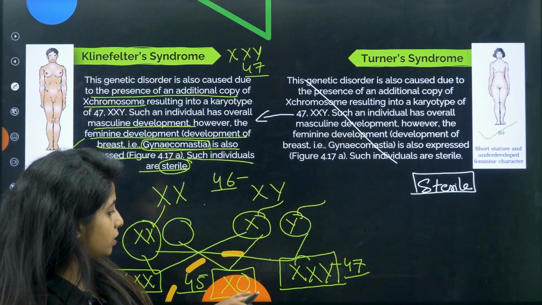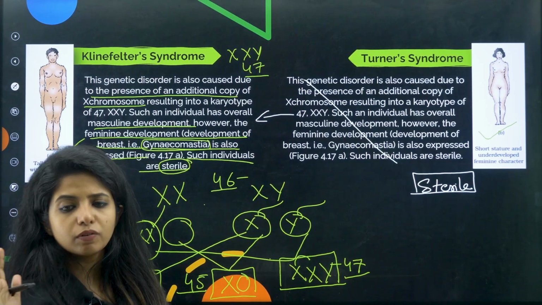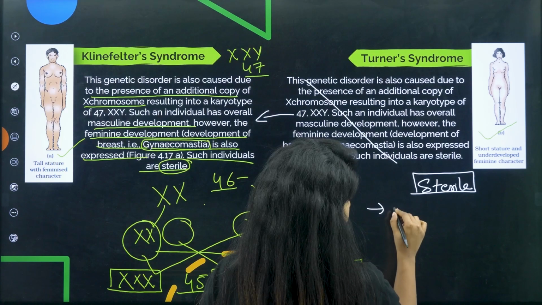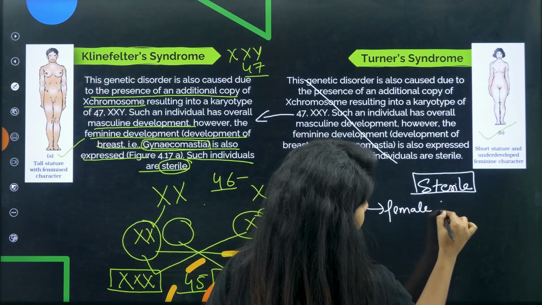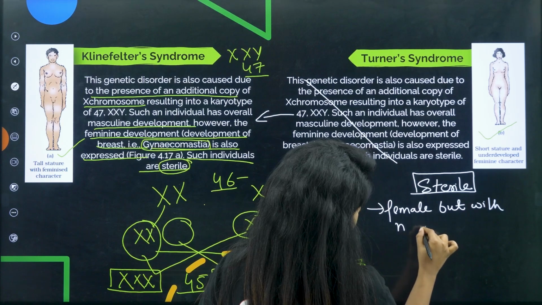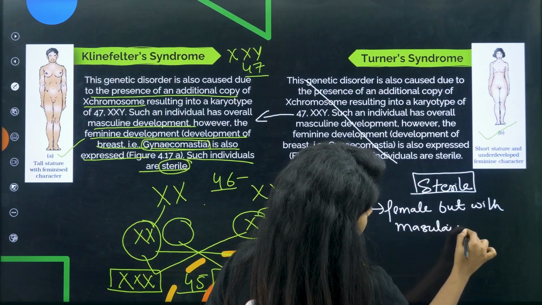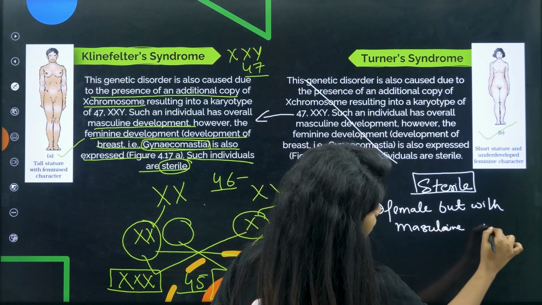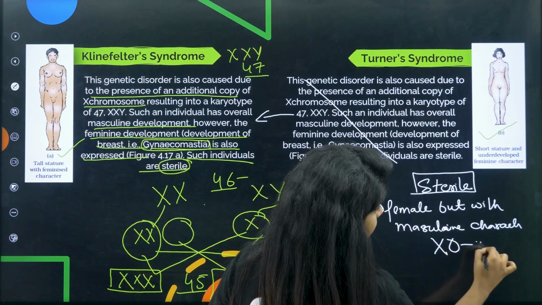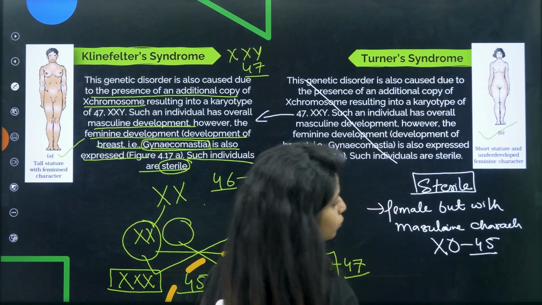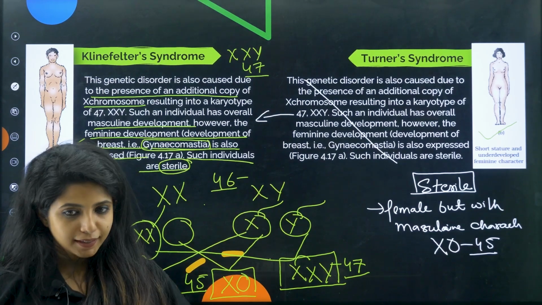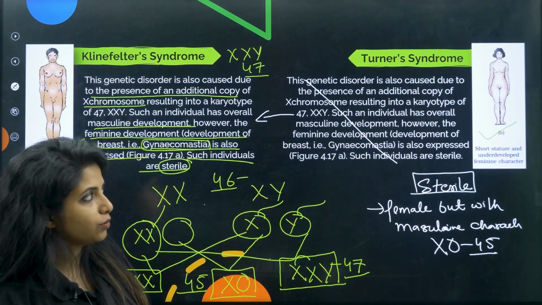Okay, so you know there is X chromosome, and X chromosome is responsible for the feminine character. So that person will obviously be a female, but with masculine characters. And it will be XO, hence there will be just 45 chromosomes, not more than that. Okay, I hope this is also clear to you.